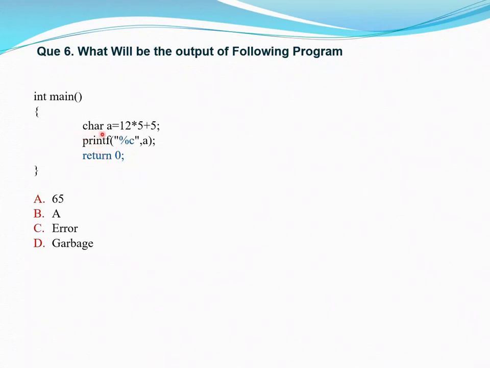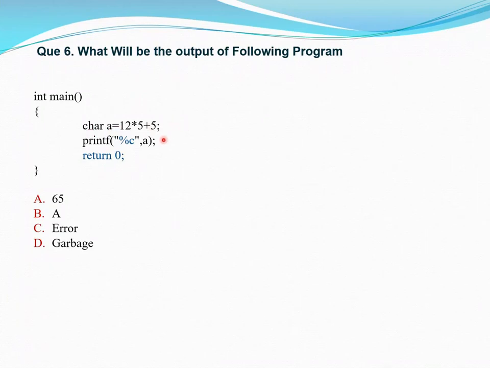So here a character variable a is declared and is initialized with the value 12 into 5 plus 5, that will be equal to 65. This statement I have also explained in the last program. So here a character variable a is initialized with the integer value 65.